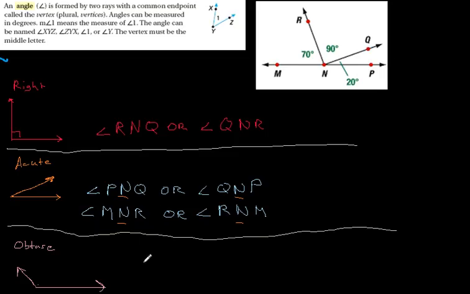So the way you label this is you would say, hey, angle RNP is an obtuse angle. Or can you label it the other way? Absolutely, they're the same thing. So angle PNR is an obtuse angle.